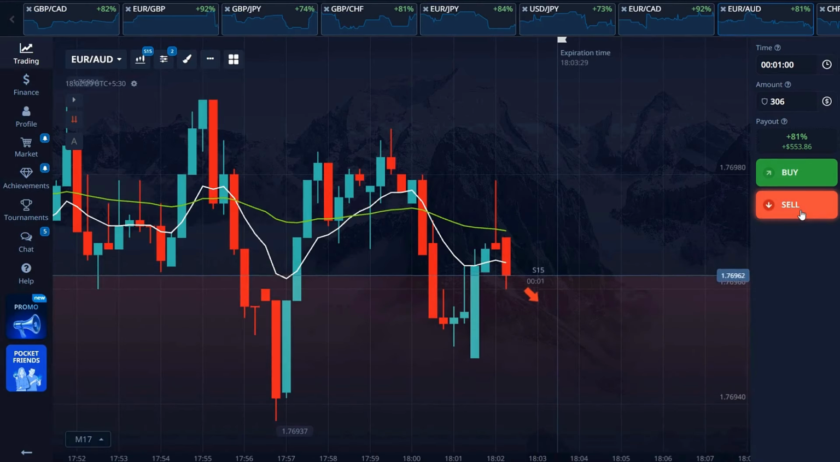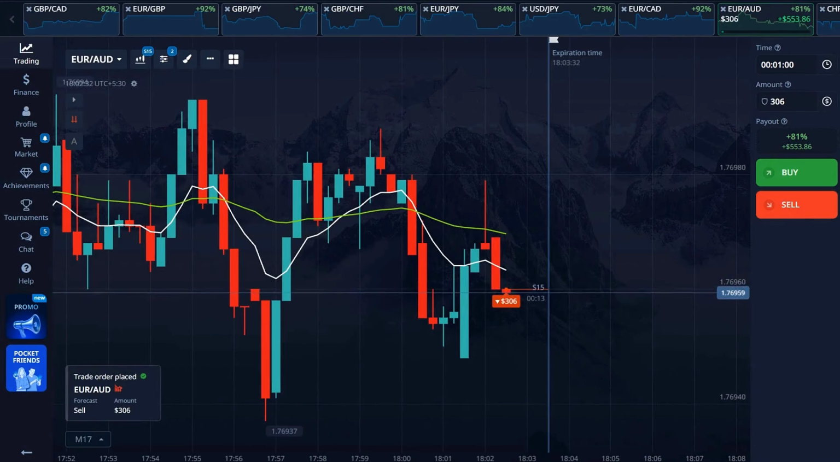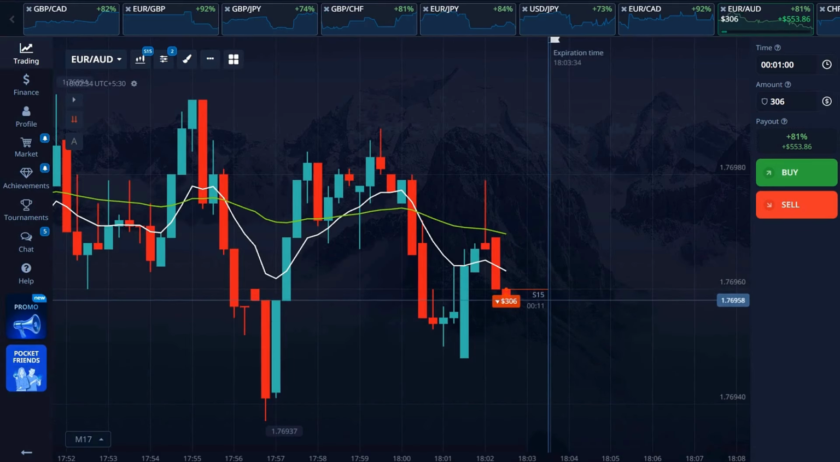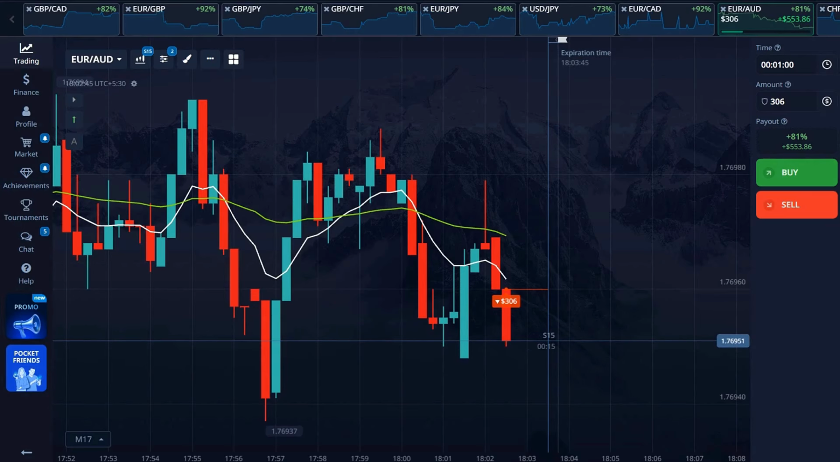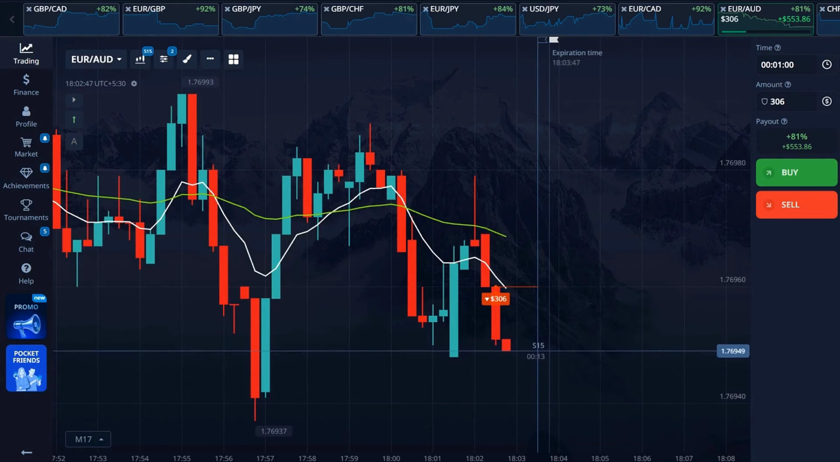Sell only when EMA 10 is below EMA 50. Price pulls back for the first time to EMA 10. The pullback candle touches or slightly breaks EMA 10. The next candle opens bearish. If all these conditions match, enter a sell with 1 minute expiry.